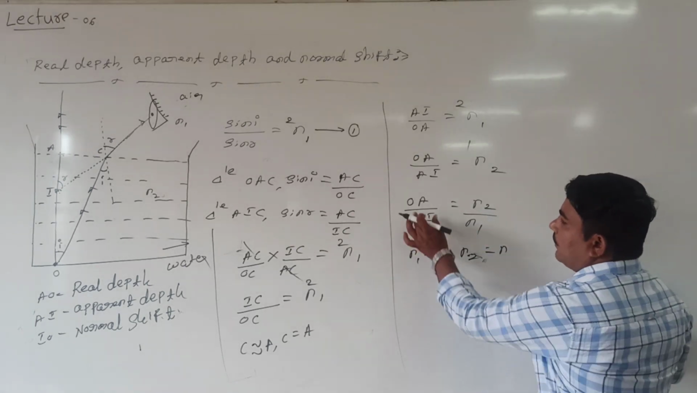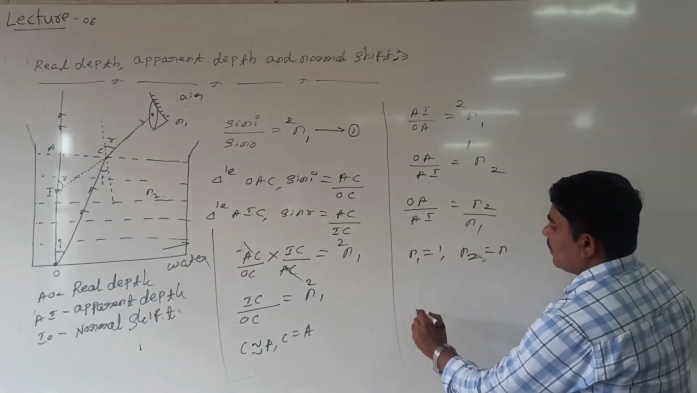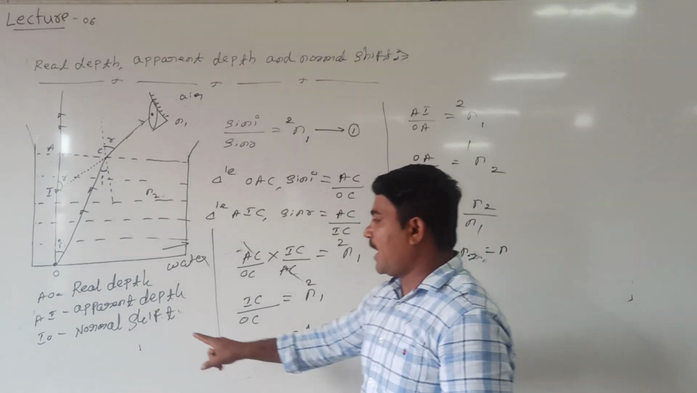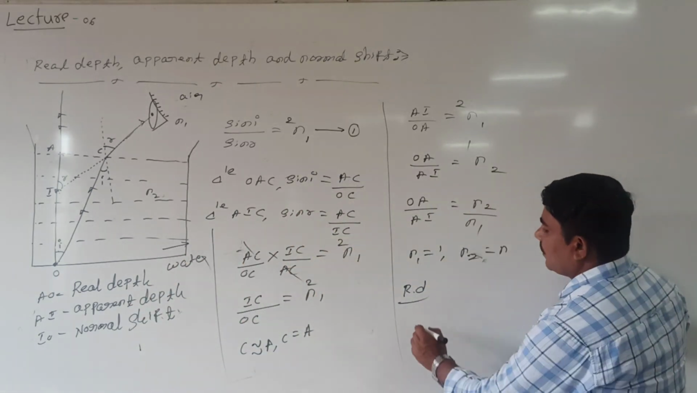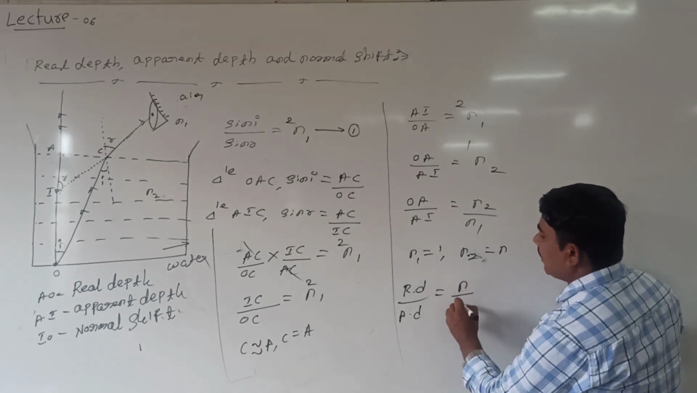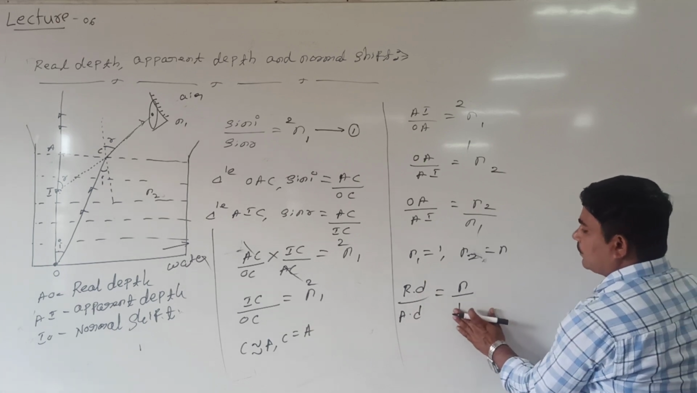Then what about this equation? OA, or AO, is the real depth. AI is the apparent depth. Apparent depth is equal to what value? N divided by 1. Or else, real depth divided by apparent depth is equal to the refractive index.